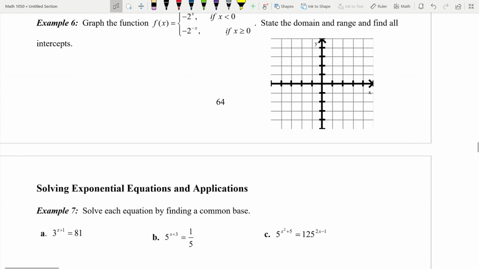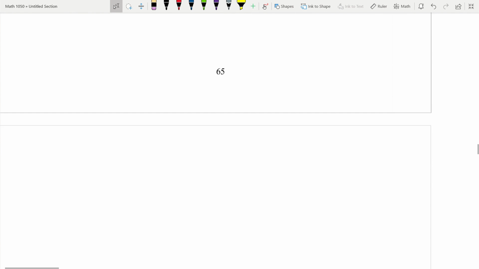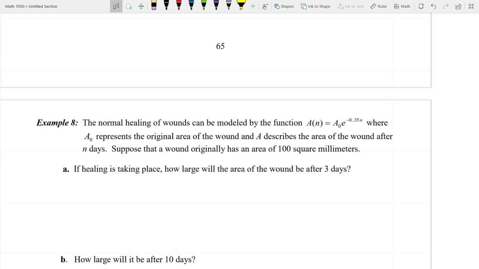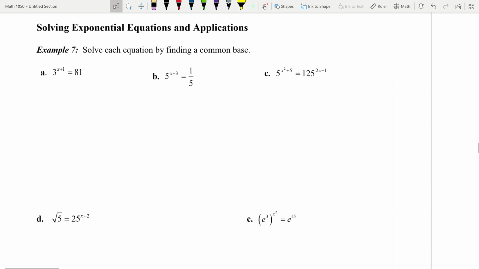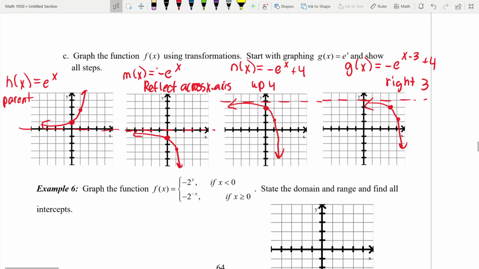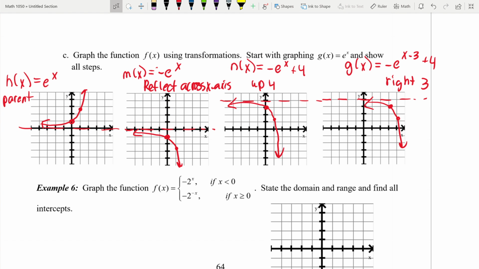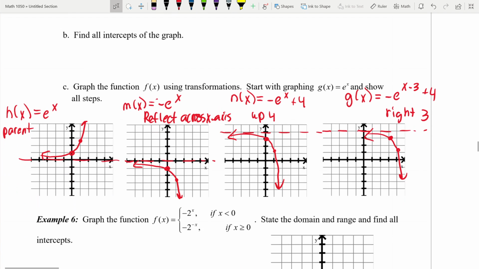All right, look at this one. Here's a piecewise. Boy, this is a long lesson. Would someone please tell me what time the bell rings? Say it again. 27. Okay, we're good. We'll make it. What did you say, honey? Oh, yeah. Thanks.